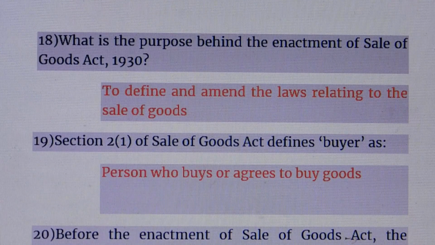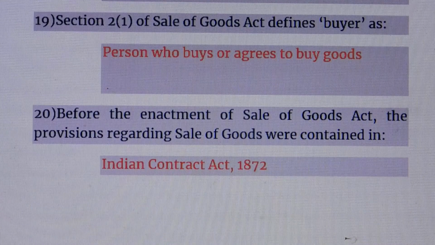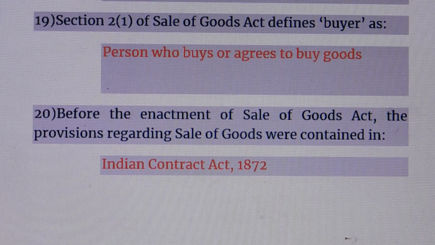Question number 19. Section 2, subsection 1 of Sale of Goods Act defines buyer as. Answer is person who buys or agrees to buy goods. Question number 20. Before the enactment of Sale of Goods Act, the provisions regarding sale of goods were contained in. Answer is Indian Contract Act 1872.